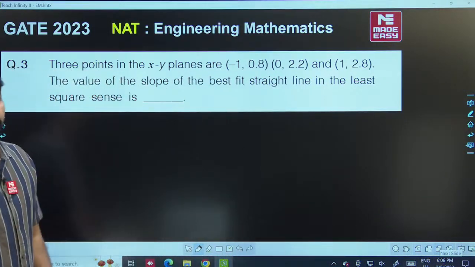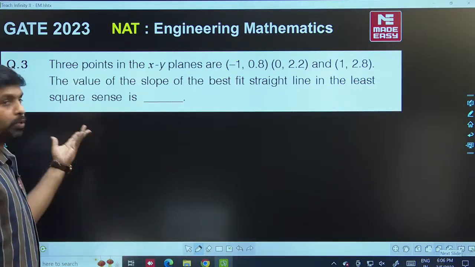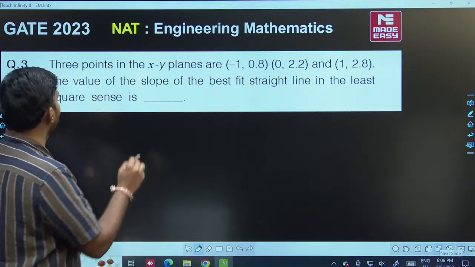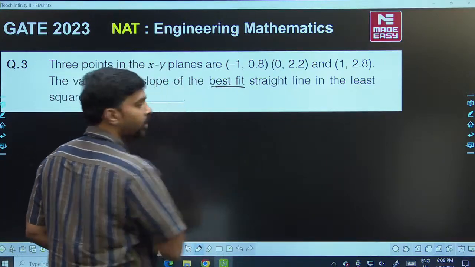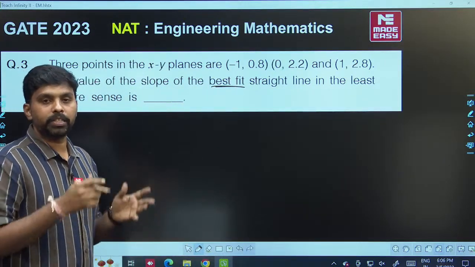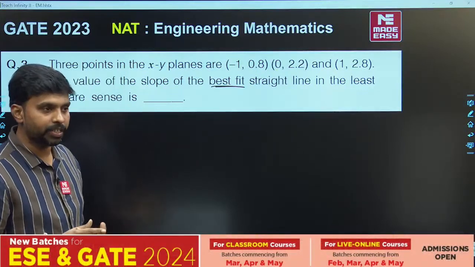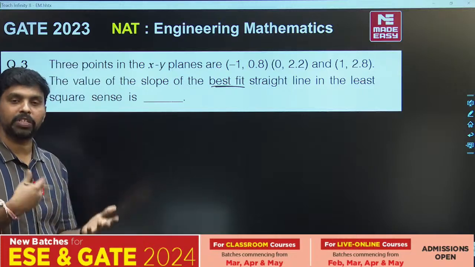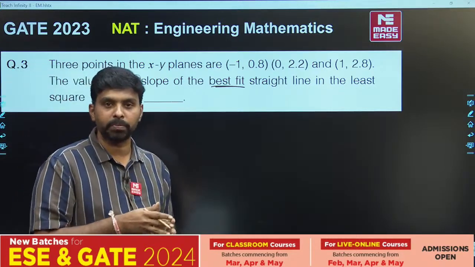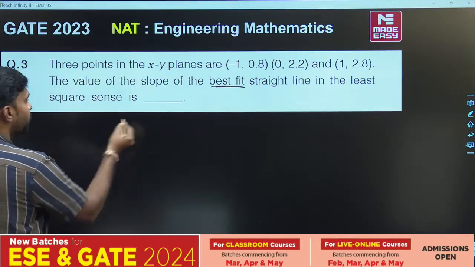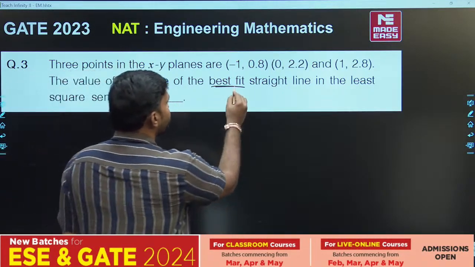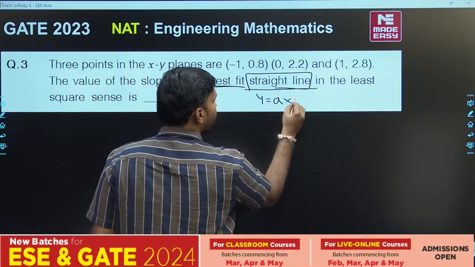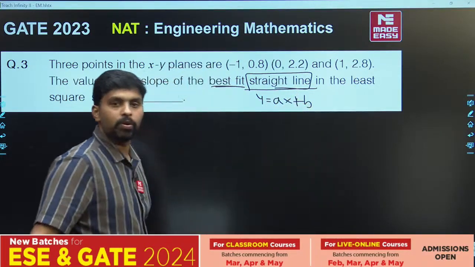As we discussed, this question comes from the regression part, but it is asked a little bit differently using the term best fit. Electrical students in the GATE examination study correlation and regression, so in that concept the best fit will come. Regression of the straight line is given by least square approximation. Let us suppose the straight line is y equal to ax plus b.